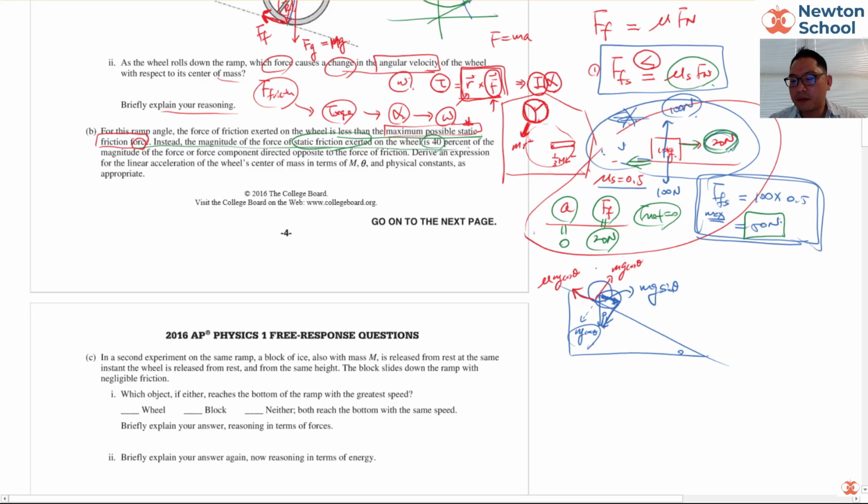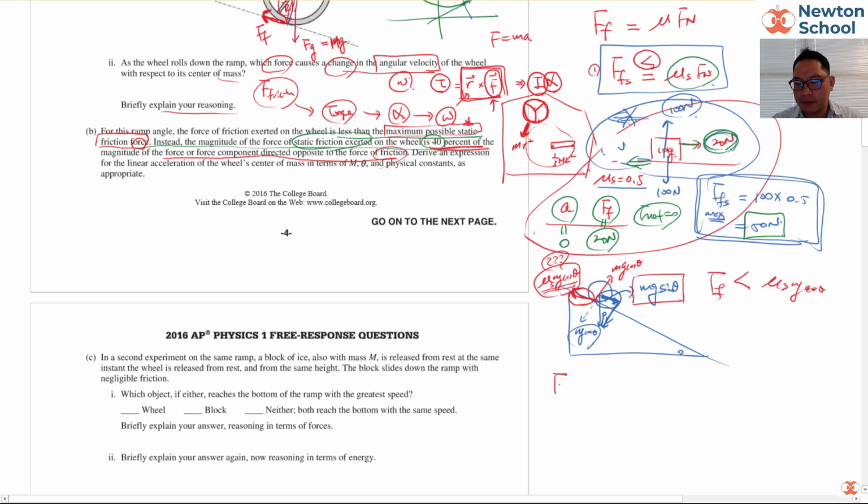But in this case, static friction, you can't say this force of friction is mu s mg cos theta, because we actually don't know. Because if it's not sliding, since you're using static friction, the force of friction will actually be less than mu s mg cos theta. So in this question, they told you this is actually 40% of the component directly opposite, which is 40% of this, right?